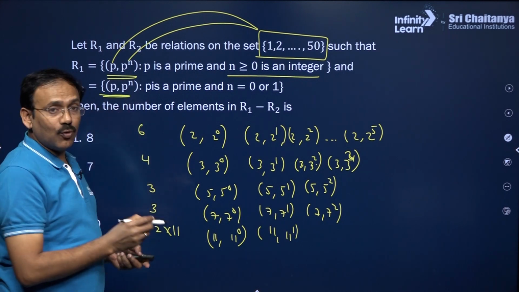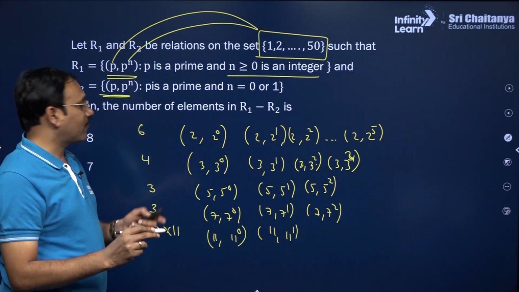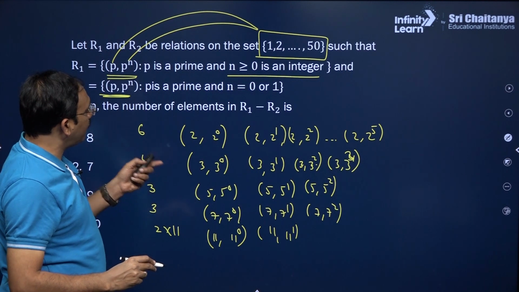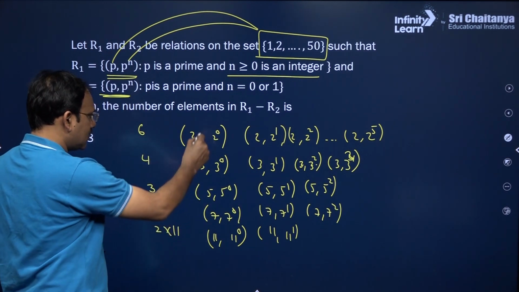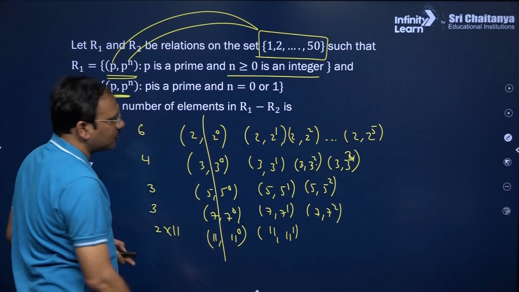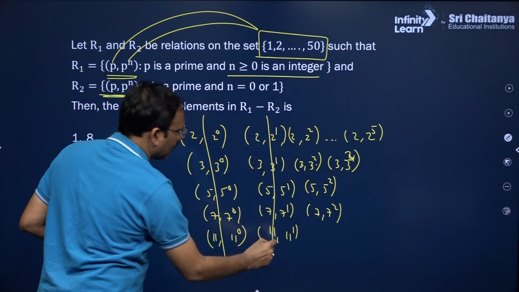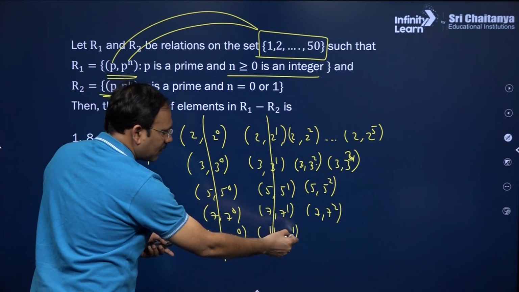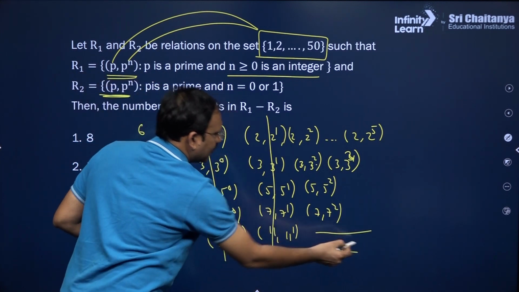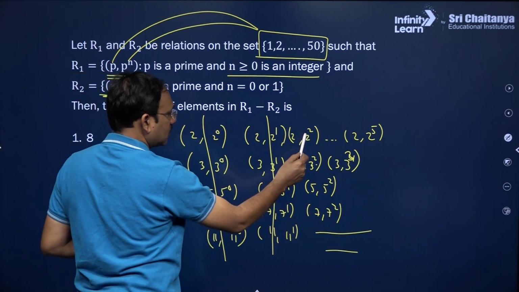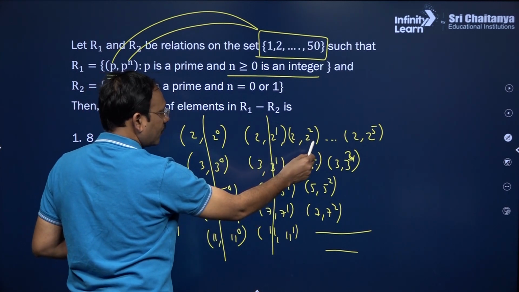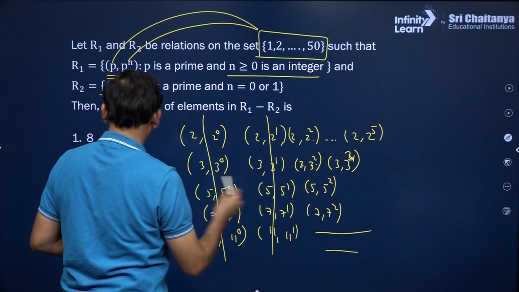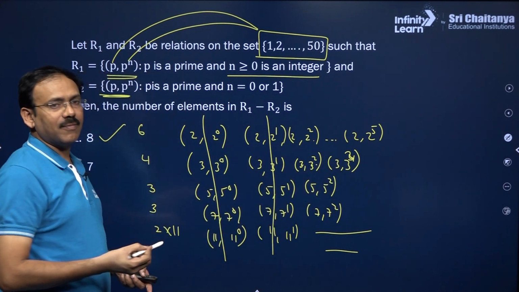R2 contains only ordered pairs of the kind p power n, where p is prime and n is 0 or 1. N is 0 or 1 means these things I have to take out. So for other prime numbers you won't find any other here. So how many are left, my dear friends? Here, out of 6, 2 are gone. So here 4, 5, 6, 7, 8. 8 elements will be left here, my dear friends.